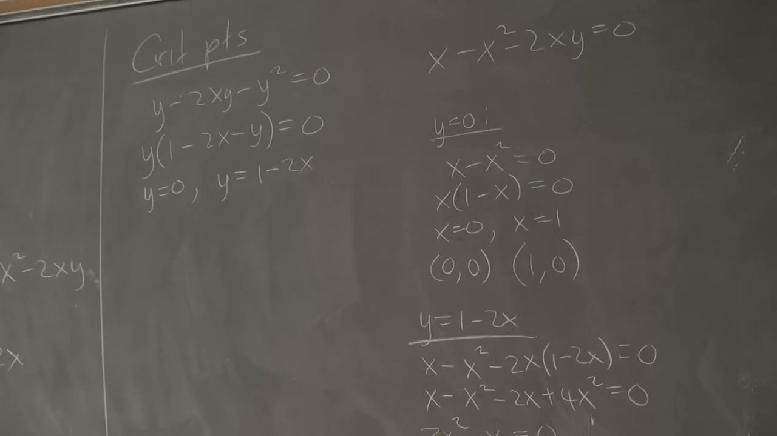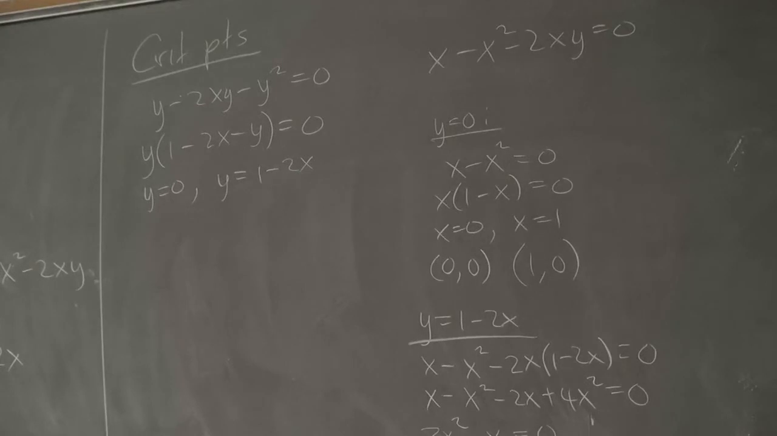Since y is equal to 1 minus 2x, when x equals 0, y would be 1. And when x equals the other value, 1/3, y would be 1 minus 2/3, which is also 1/3. So I got 2 more values here: 0, 1, and a third, a third. So point 1 was 0, 0. For this one, we just do the test, right?